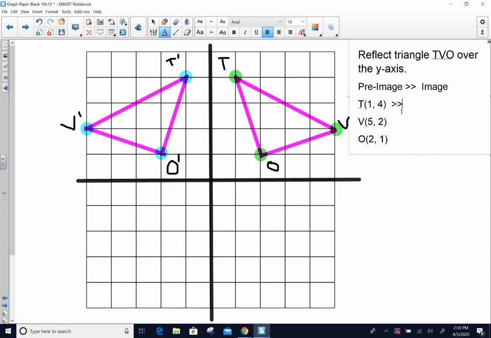After I reflected it, that gives me T prime. All right, and let's look at what happens here. So now I'm going to the left one. So my x value is -1. I'm still going up 1, 2, 3, 4 though. So that is still a +4.